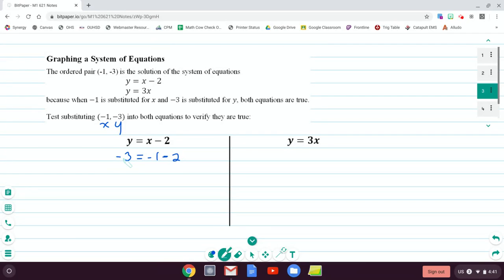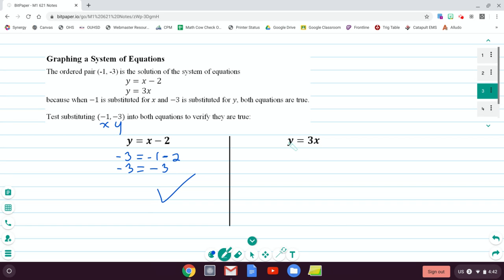Okay, so let's see. Negative 1 minus 2 is negative 3. So I know that's negative 3. I'm going to copy the rest. Oh, look, it comes out to negative 3. See, it says negative 3 equals negative 3. That's true. Negative 3 does equal negative 3. So when we plugged this point, negative 1, negative 3, into this equation, it came out with a true statement, right? Okay, so let's try it in this one.